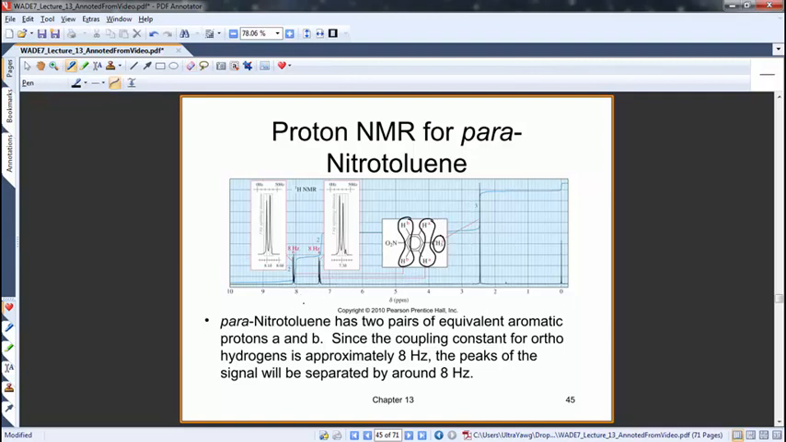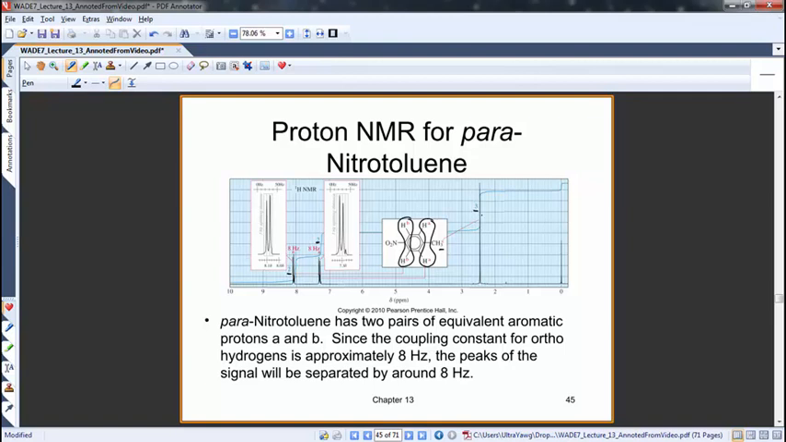Let's look at the area under the curve or the heights. Since HC is composed of 3 protons, it should be a 3:2:2 ratio between the heights of the peaks or the area under the curves, and you can see how tall this one is. So it is indeed 3:2:2. In fact, they give it to you right there.